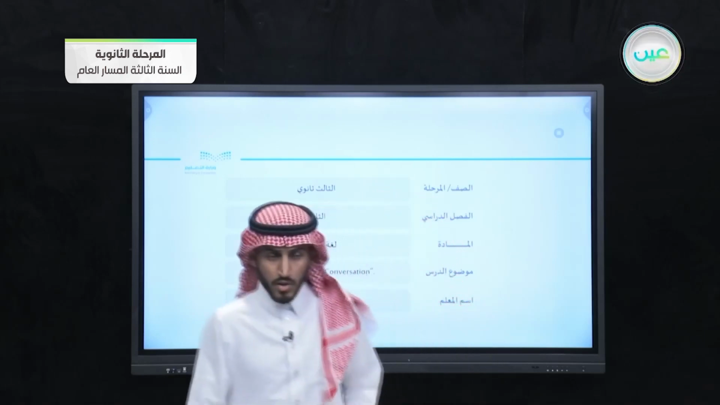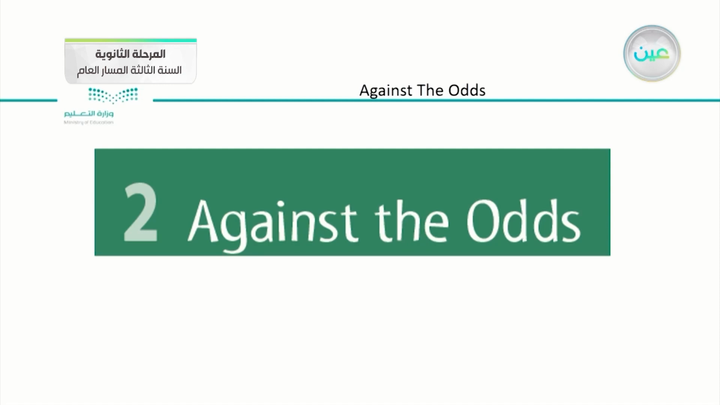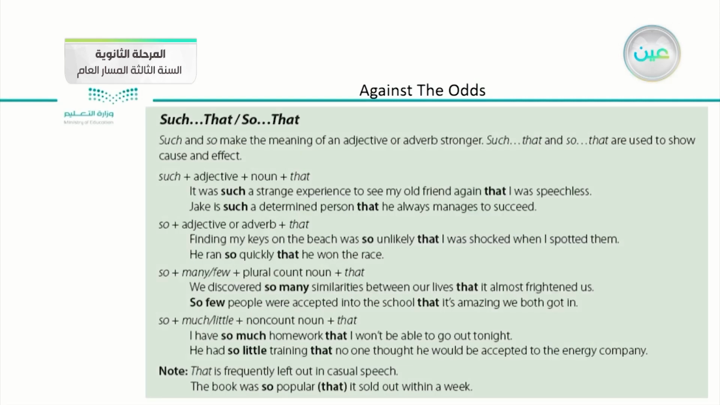In the previous lesson, we started with talking about the title of this unit, Against the Odds, and we said that the word or the expression against the odds means when things happen in a way that wasn't expected. In the previous lesson, we had a grammar lesson on page 28. This grammar lesson was divided into two parts. In the first part, we talked about such that and so that.